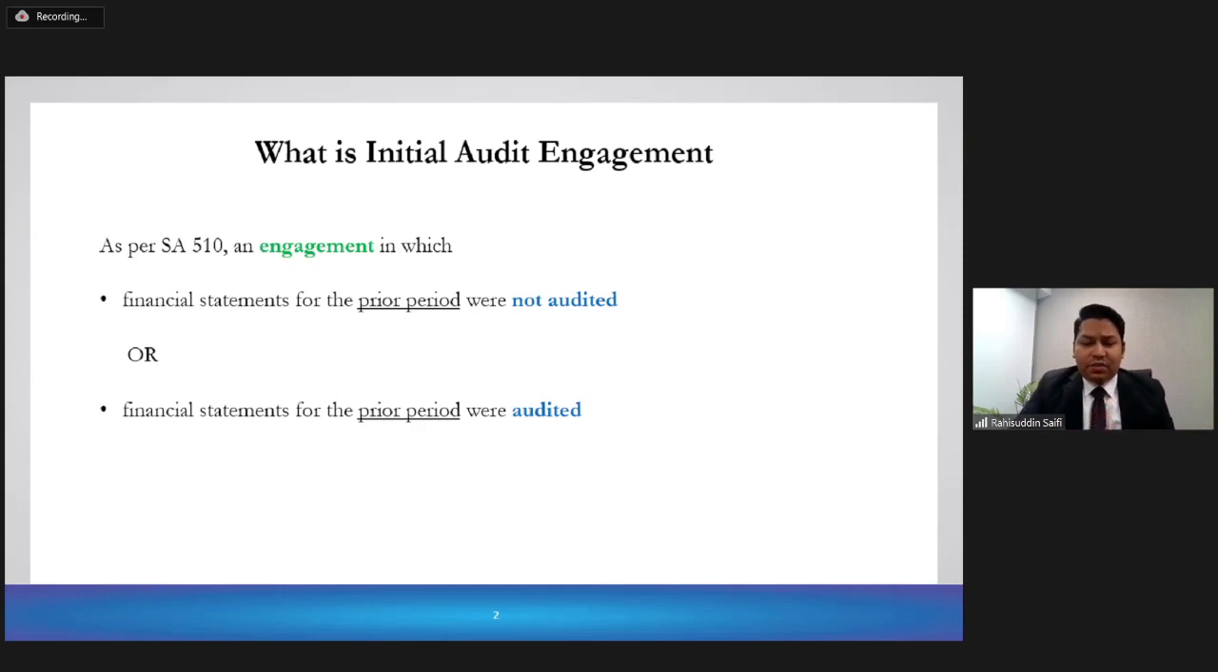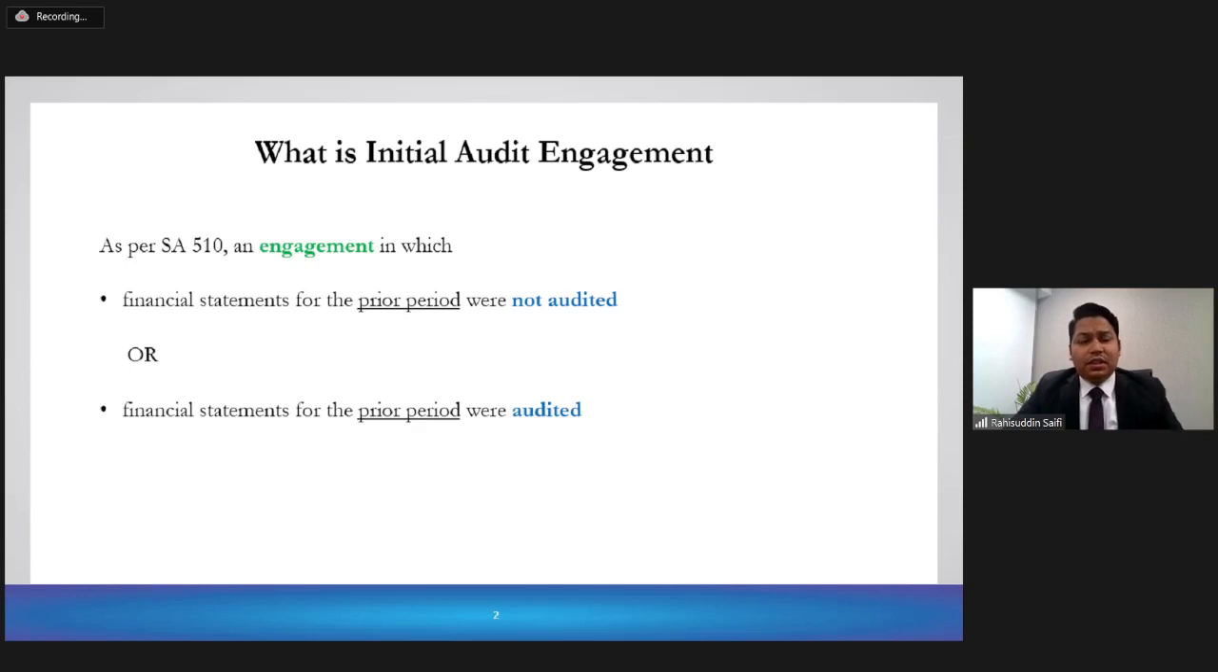The question comes whether SA 510 is applicable when the company is newly incorporated and we are appointed as the first auditor of the company. Then the answer is no. SA 510 is not applicable, the reason being that the opening balance situation is not there when the entity is newly incorporated.